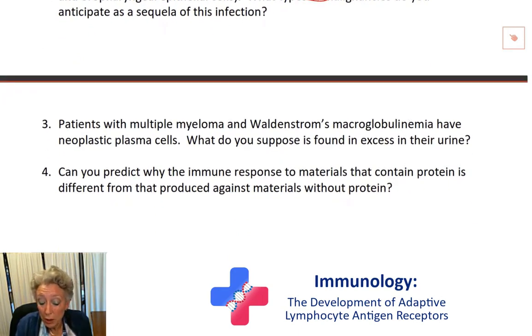Patients with multiple myeloma and Waldenstrom's macroglobulinemia have neoplastic plasma cells. Remember, my plasma cells make antibody. So what do you think you're going to find in the urine of these patients? Test yourself by pausing the video now, and I will now say that they are making huge amounts of antibody. That's what plasma cells do, is just overabundantly produce antibody.